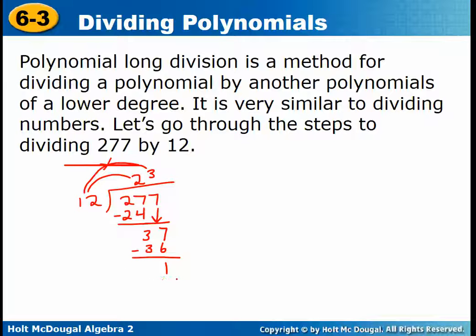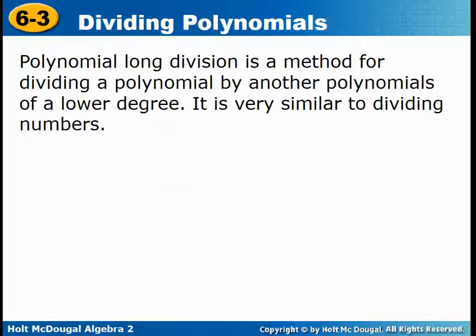So I get a remainder of 1, and then I take the 1 and put it on top over the number that I divided by, so over the 12. So this answer would be 23 and 1/12. Now you could also keep going and get a decimal answer, or when you first did this, you probably just wrote remainder 1.